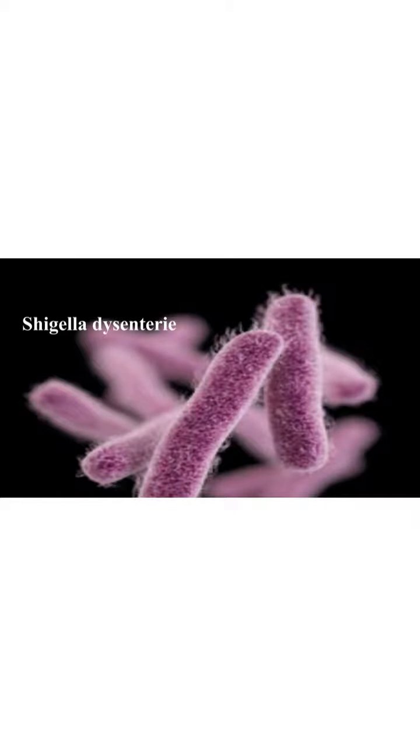Shigella dysentery is a bacteria that is classified as a gamma proteobacteria. It's from the family of the Enterobacteriaceae. It is a rod-shaped bacteria, and its species can cause shigellosis, bacillary dysentery. This bacteria is a gram-negative, non-spore-forming, facultatively anaerobic, non-motile bacteria.